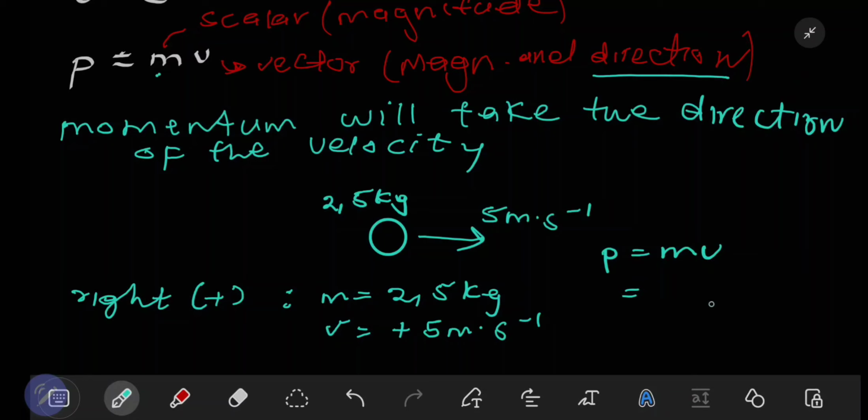So P is equal to mv. Then we calculate the momentum. We have 2.5, then we multiply that by positive 5 meters per second, because we took right as positive. Then when we get our calculator, we get the product to be 12.5, and the SI unit, we know that this is kg meters per second. So we can see that this ball has a positive momentum.